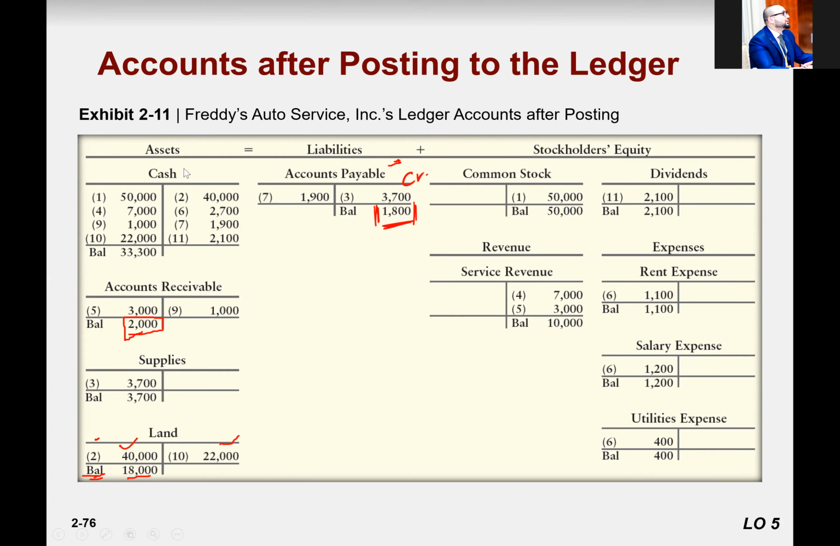And now you understand the cash. So you add all the credit side, now add all the debit side. You found out that, okay, debit side is 33,300 greater than the credit side. So that's why this is our debit balance 33,300.